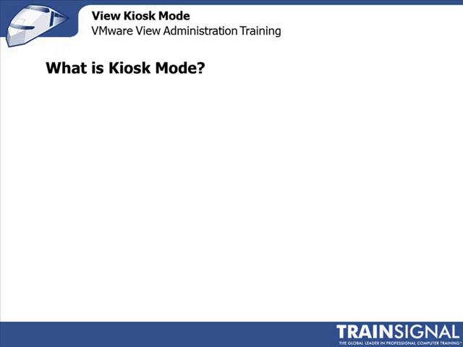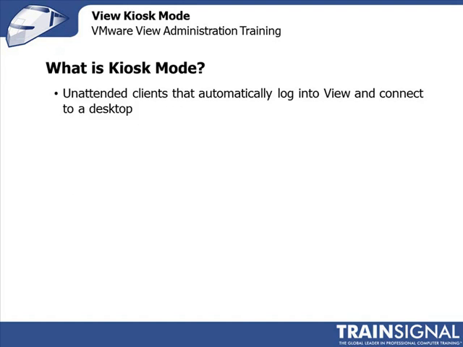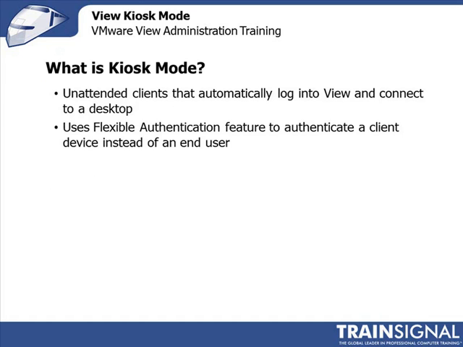So let's start by talking about what Kiosk Mode is. Kiosk Mode is the ability to automatically log in a client device and connect to a desktop, all without having to have an end user log in. To do this, View has a flexible authentication feature that's used to authenticate the device rather than an individual user. We do this by creating a user account specifically for that client device, which the View client will be able to use in order to log in to that desktop.